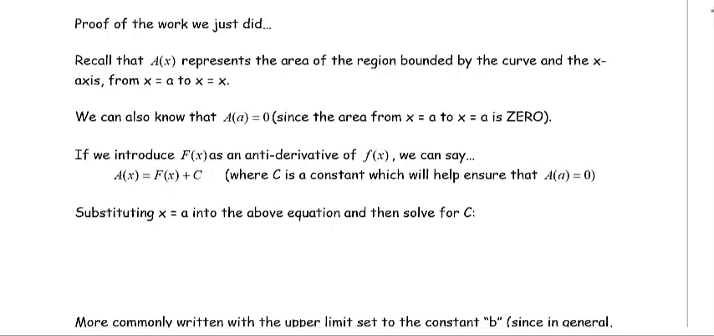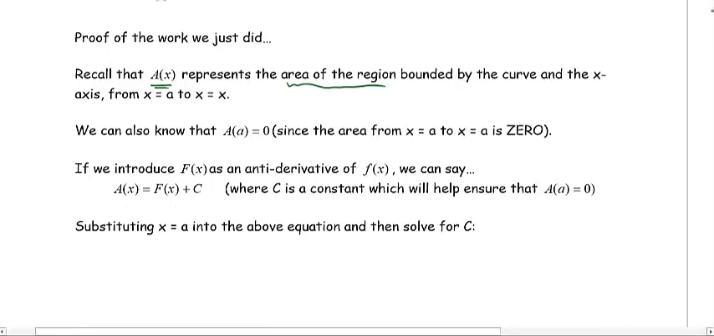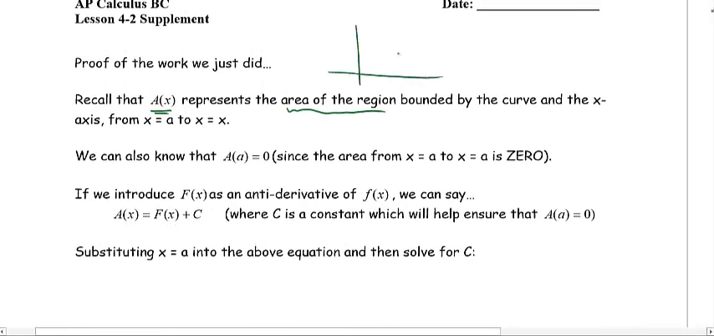So how do I prove what we just did there? This time I'm going to say capital A of x. That represents the area of the region bounded by the curve and the x-axis from x equals a to x equals x. So once again, I'll draw a picture for you. Here's a, here's x. This shaded region here is A of x. Okay?